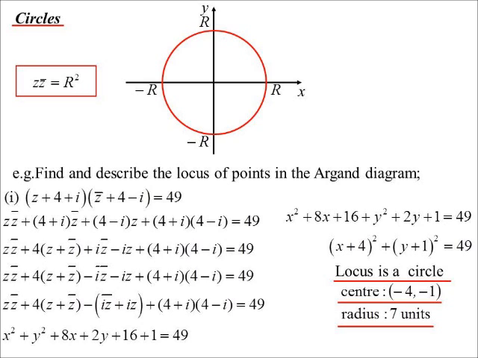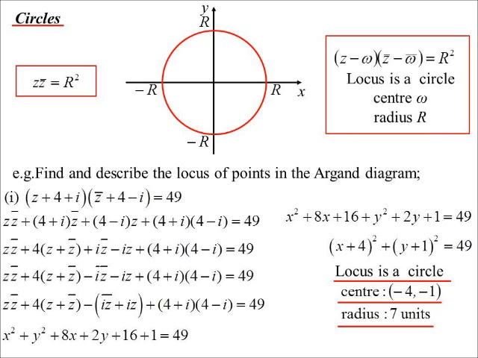So if we see this situation where it's z plus a complex number, conjugate of z plus the conjugate of that number, we know that's a circle. And its centre will be, same as when we normally have it, z minus the centre. So this is z minus (-4 minus i).